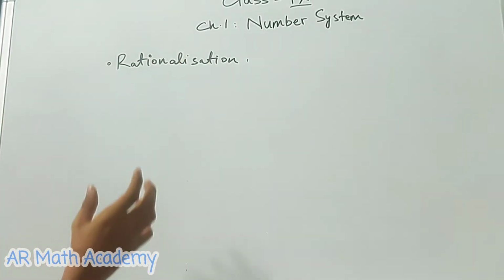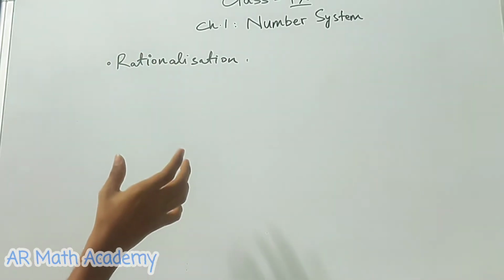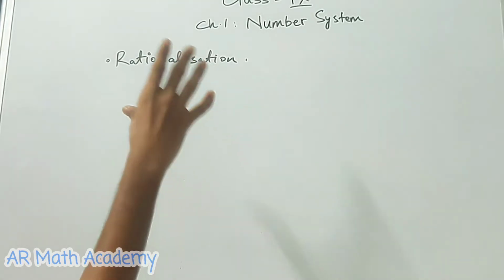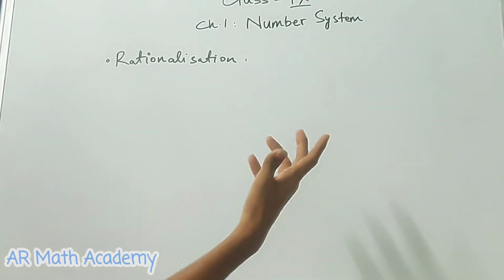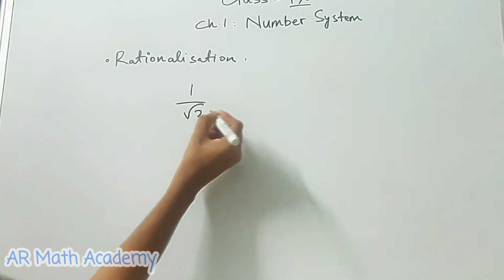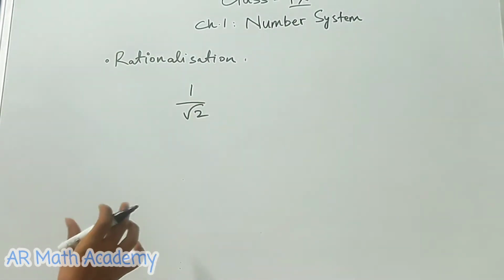So what does it basically mean? Well, rationalization is a concept where you bring an irrational number to your desirable form. Let me give you an example. Suppose you have a number 1 by root 2. Now you want to know what is the value of this number 1 by root 2.